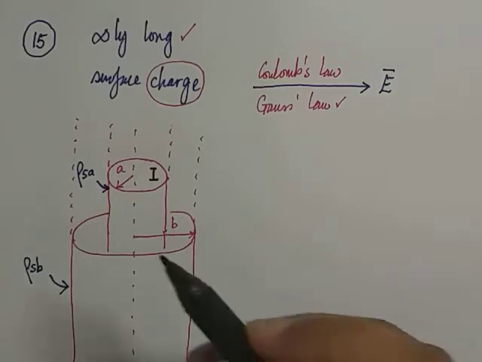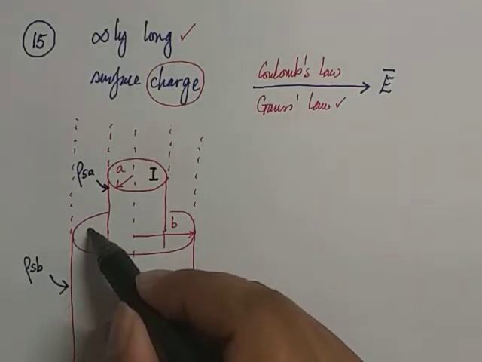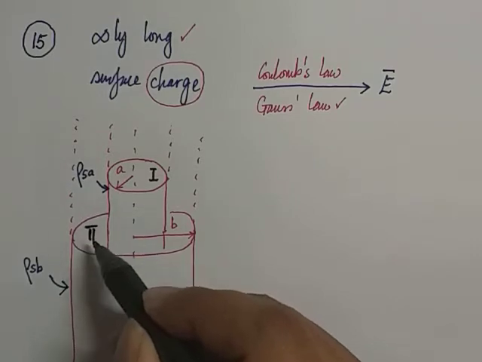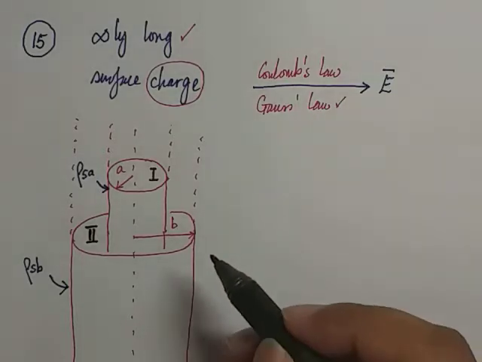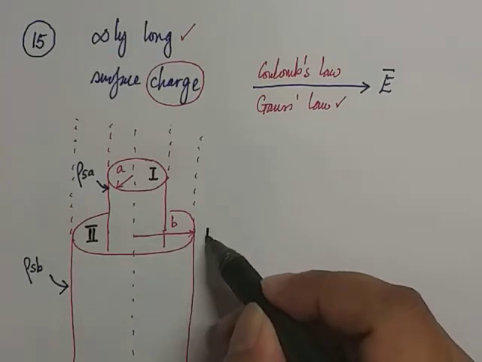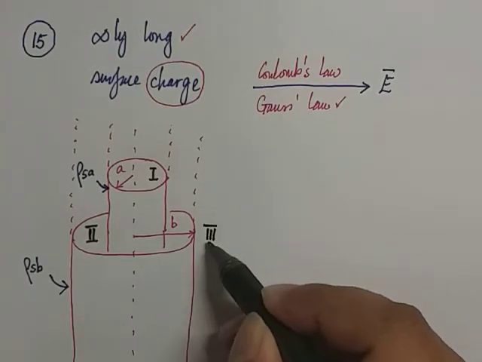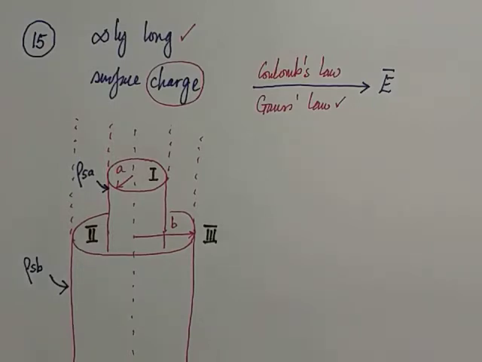The second section is between the inner cylinder and the outer cylinder, which I'm going to define as region number two. The last region is outside the outer cylinder, which I'm going to denote as region number three. This is the way I'm defining the regions based on the actual problem. We can see there are three distinct regions as shown here, so I'm labeling three different regions.